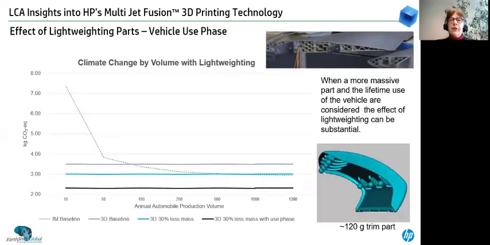But we looked at a different part, a much bigger part actually, and wanted to look at what that showed us in terms of lightweighting.